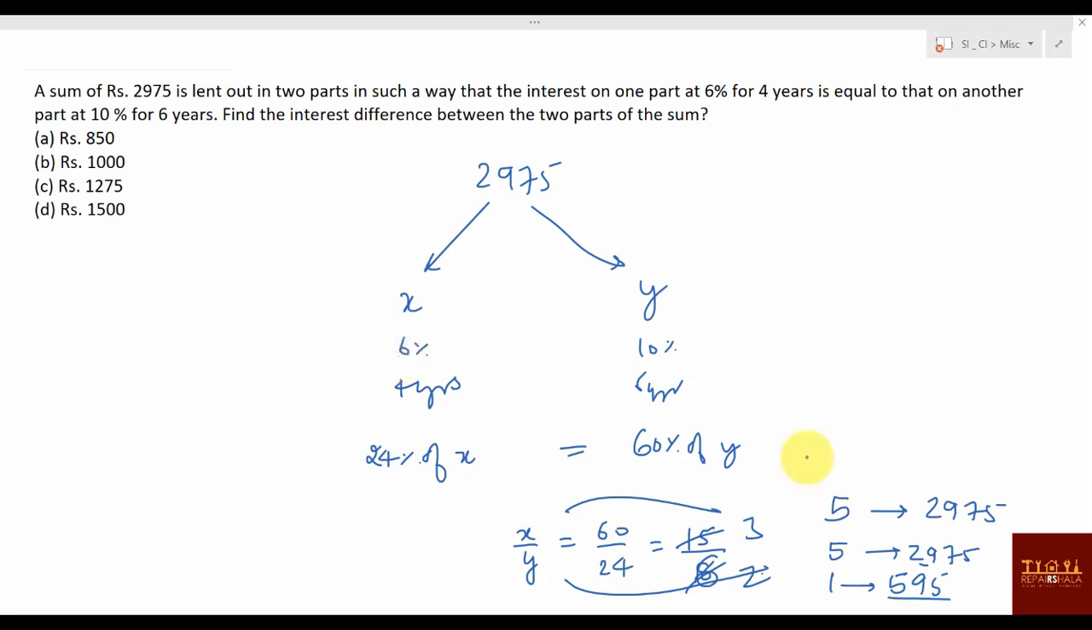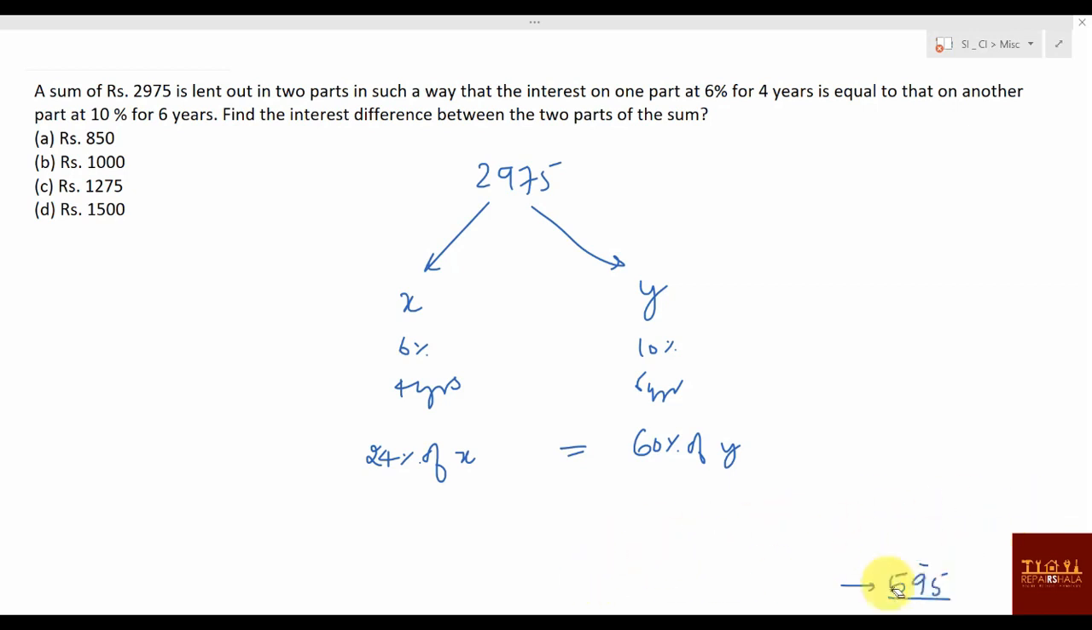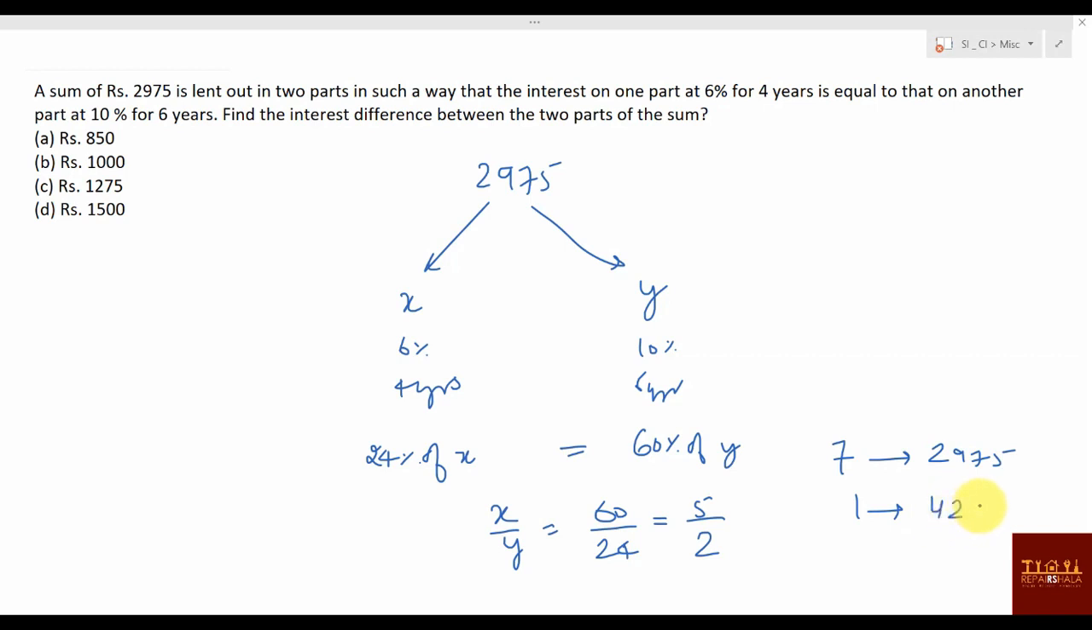5 by 2. Okay. So I can write x by y value is 60 by 24. So 12 times 5, 12 5s are, 12 2s are, 5 by 2 means 7 is corresponding to 2975. So 1 will correspond to 7 4s are, 7 2s are, 7 9s are. No, 7 5s are. So 425. The difference is 3, so 3 corresponds to 425 into 3.